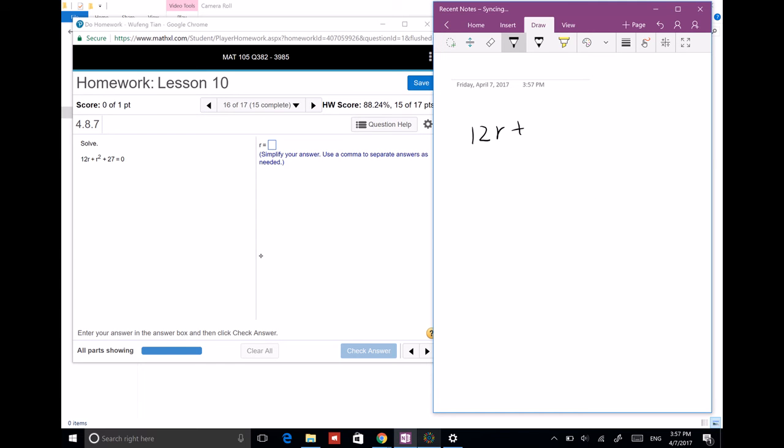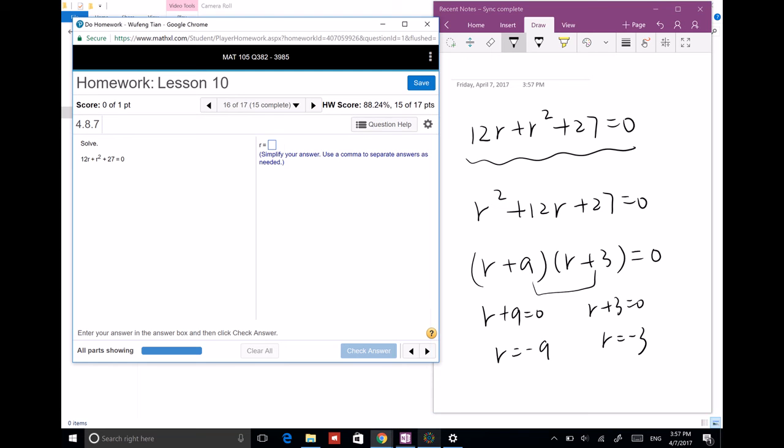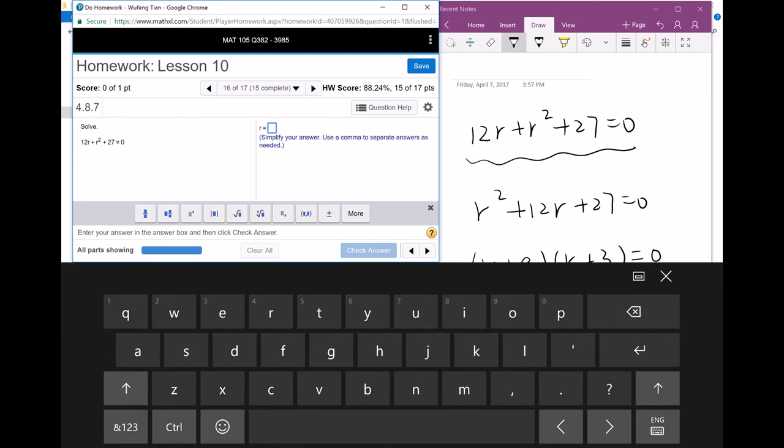12r plus r squared plus 27 equals 0. We have to rewrite the equation as r squared plus 12r plus 27 equals 0. Factor r plus 9, r plus 3. It's easy one. 3 and 9 give you 12. 3 and 9 multiply give you 27. So r plus 9 equals 0. You get r equals negative 9. r plus 3 equals 0. r equals negative 3. So the answer is negative 3, negative 9.